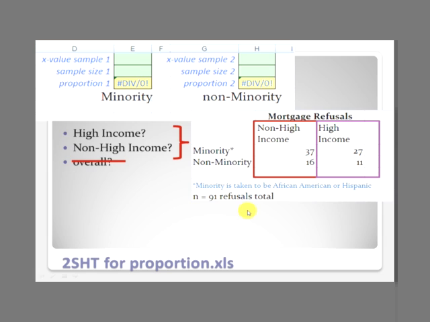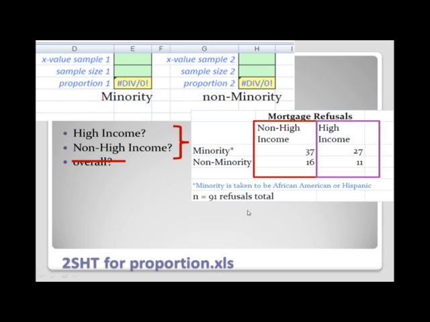Now that we've done the overall test together, I would like you to look at either the high income scenario or the non-high income scenario and do that one on your own. And that should be what you upload into Desire to Learn. It would be grouped with homework 10. So it would be one of the elements of homework 10.